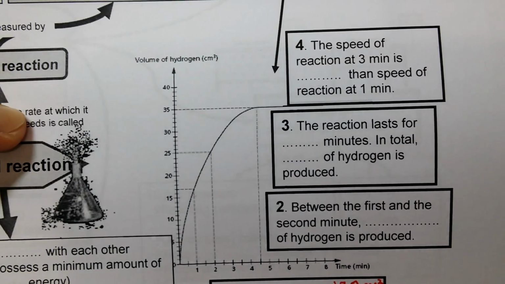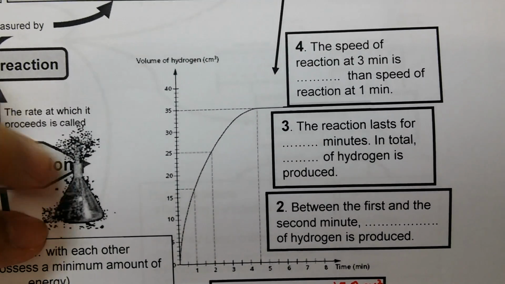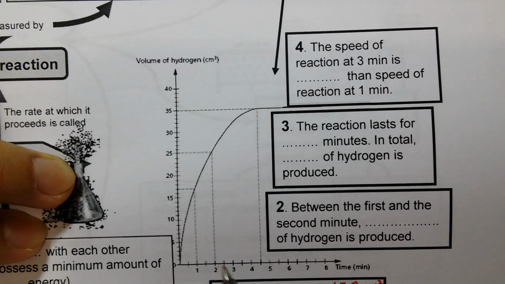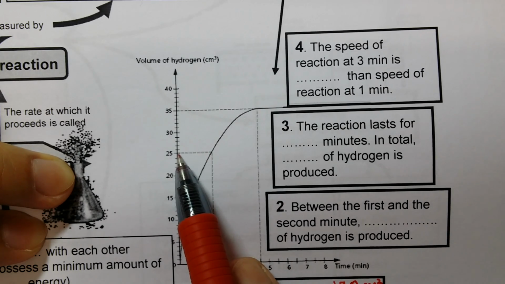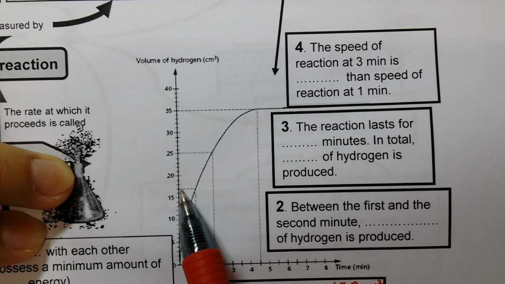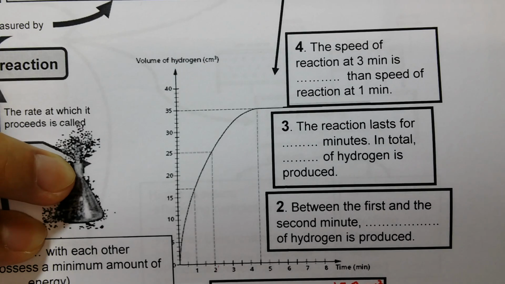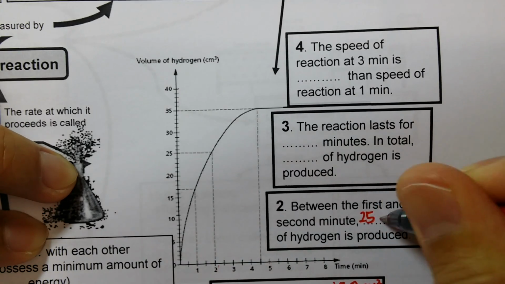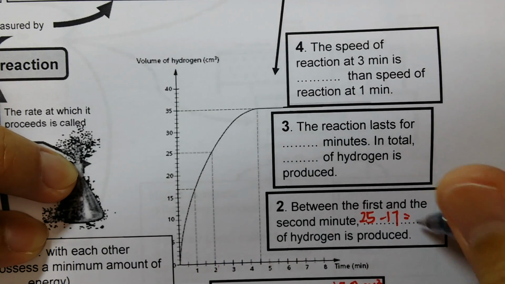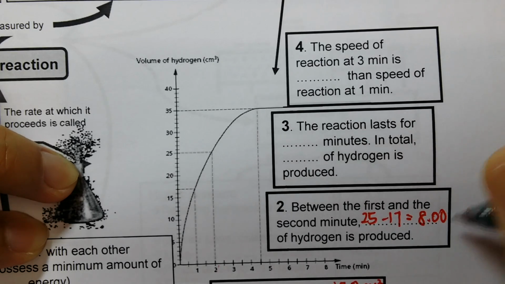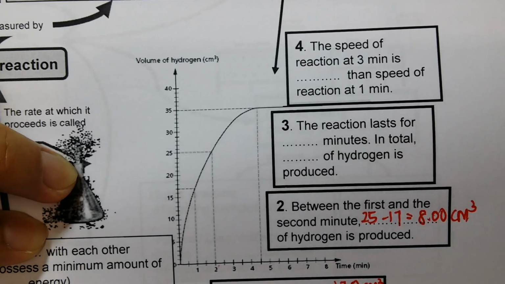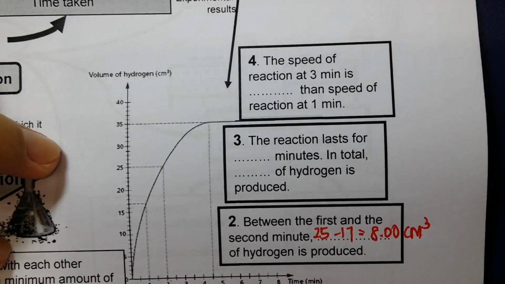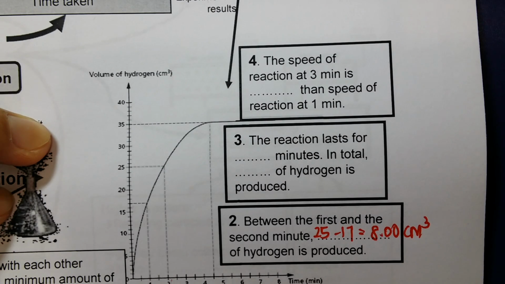Then after that, between the first and the second minute, second minute 25 cm cube, first minute 17. So between first and second minute, there will be 25 minus 17. That would be 8 cm cube.